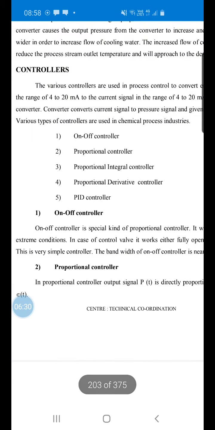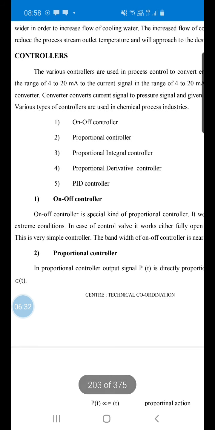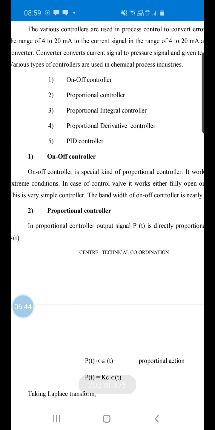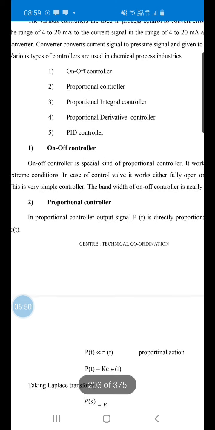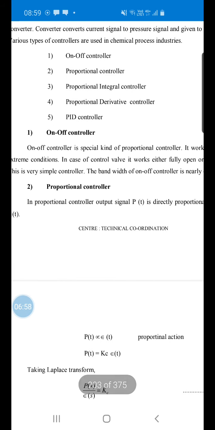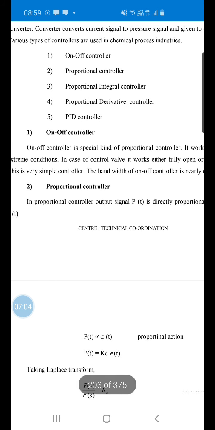Various types of controllers used in chemical process industries are the on-off controller, proportional controller, proportional integral controller, proportional derivative controller, and PID controllers. We'll discuss these controllers one by one. On-off controller. The on-off controller is a special kind of proportional controller. It works only between two extreme conditions. In the case of a control valve, it works either fully open or fully closed. This is a very simple one. The bandwidth of the on-off controller is nearly equal to zero. So there is no bandwidth.